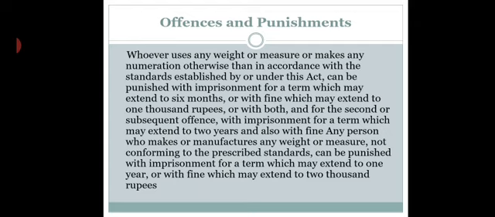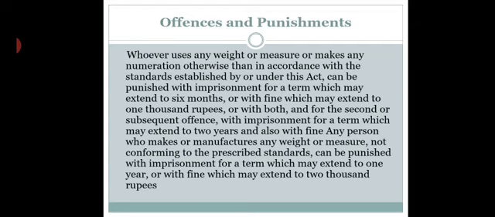Offenses and punishment. Whoever uses any weight or measure marked in any numeration or otherwise than in accordance with the standard established under this Act can be punished with imprisonment for a term which may extend to 6 months. Means he can have imprisonment up to 6 months, and a fine which may extend to 1000 rupees, or with both.